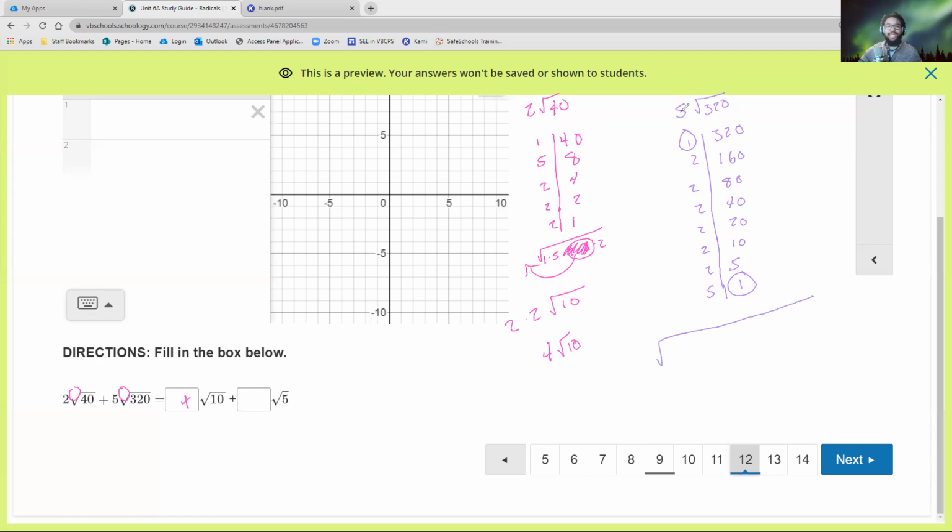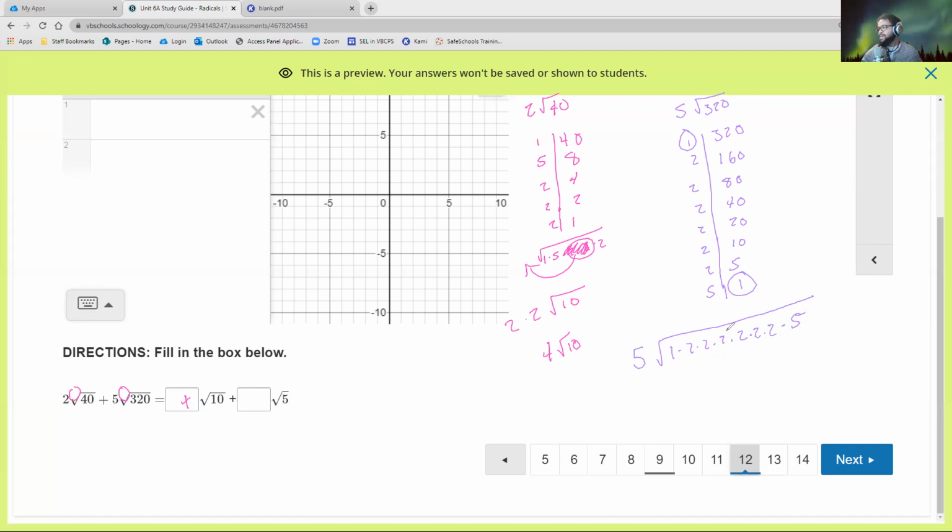We want to make sure we bring down this 5. Do that first so you don't forget it again. And then we're going to write everything under the radical: 1 times 2 times 2 times 2 times 2. How many 2's do we got? 1, 2, 3, 4, 5, 6. 1, 2, 3, 4 times 2 times 2 times 5.